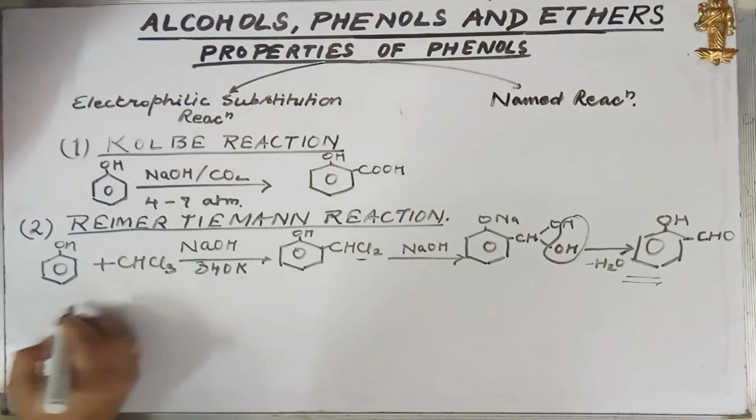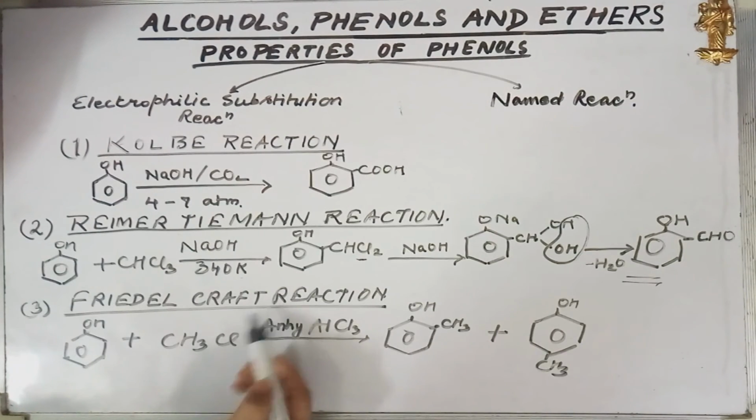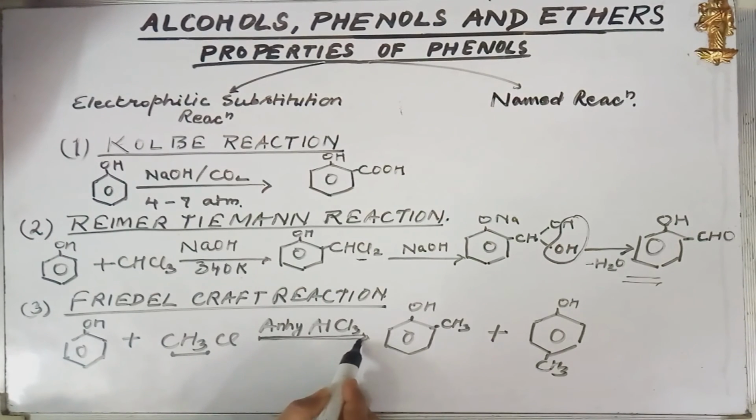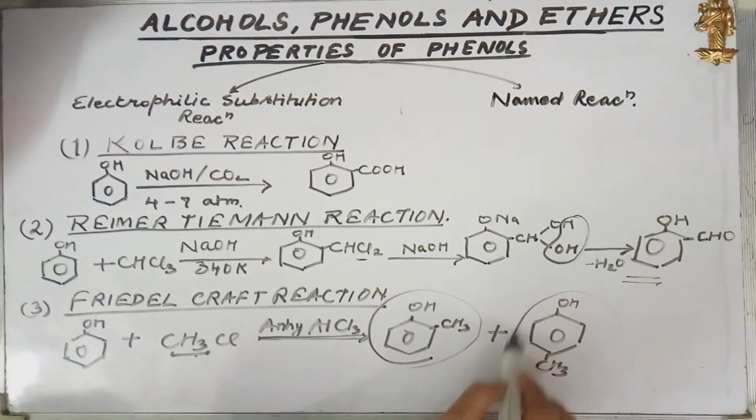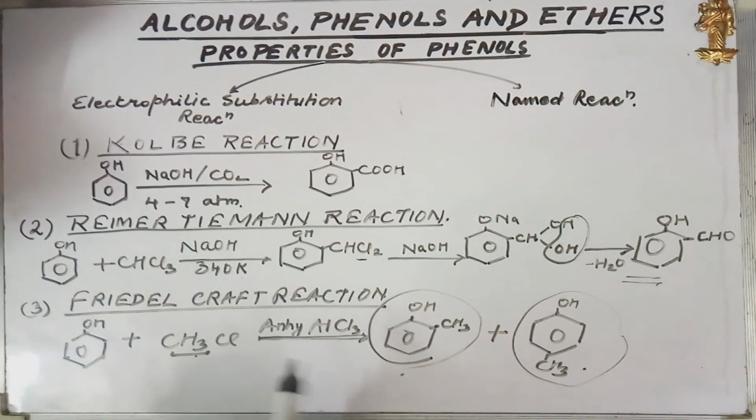Another named reaction is the Friedel-Crafts reaction. The Friedel-Crafts reaction is alkylation or acylation in the presence of anhydrous aluminium chloride, which is a Lewis acid that facilitates the reaction. So a CH3 group is added to phenol either at the ortho or the para position to form the cresols. This compound is known as cresol, this is para-cresol and this is ortho-cresol. Obviously, para-cresol will be more stable. So this is about the Friedel-Crafts reaction.